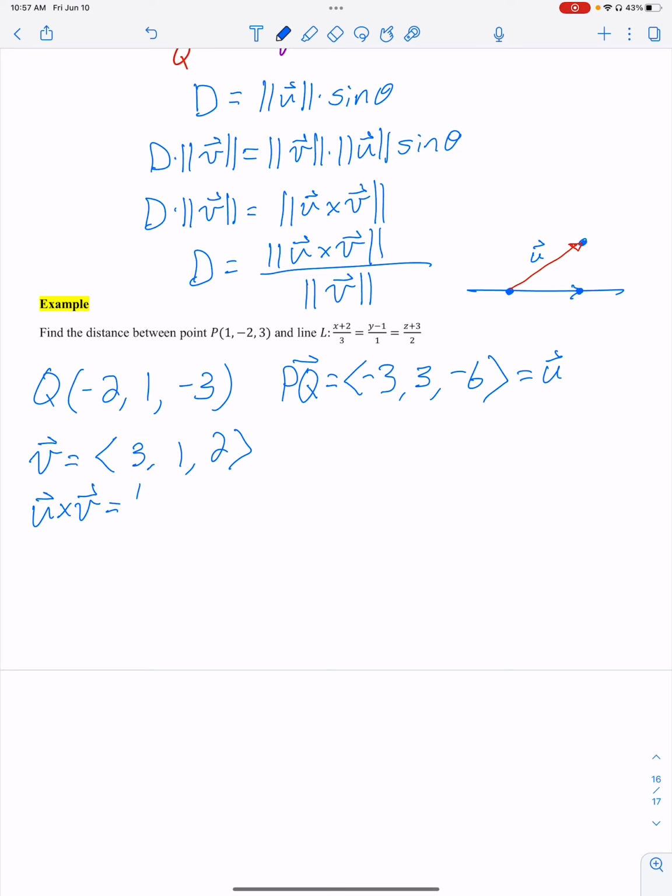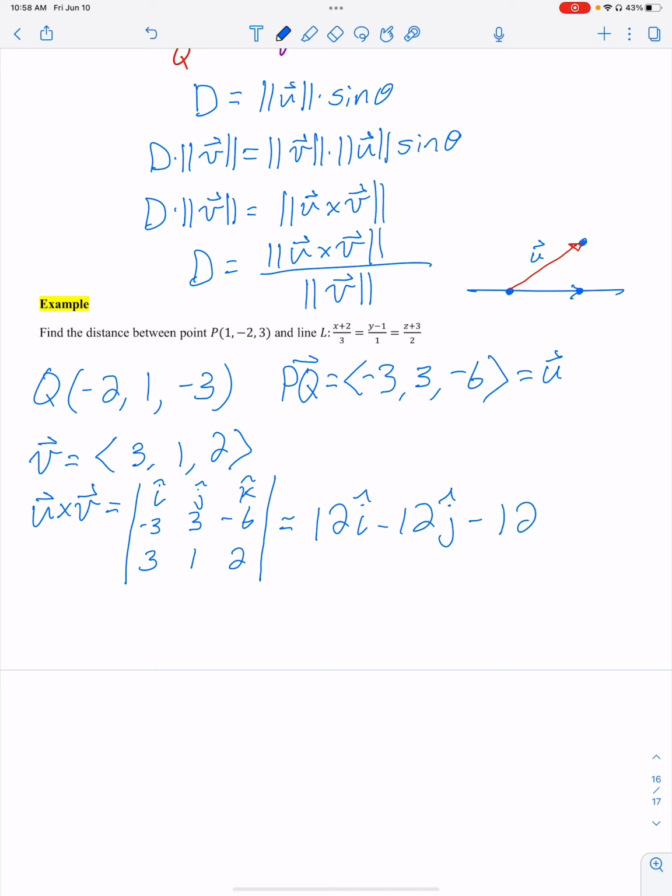All right, I'll set this up for us, and then I'll give us our answer, and you can do the work and make sure that you can do it. Just saving some video time. That's 2, i, j, k. All right, we've got hats to show that they're unit vectors, and this works out to be 12i minus 12j minus 12k. Okay, so we have that. Now we would just find the magnitude of that. I trust that you can do that.